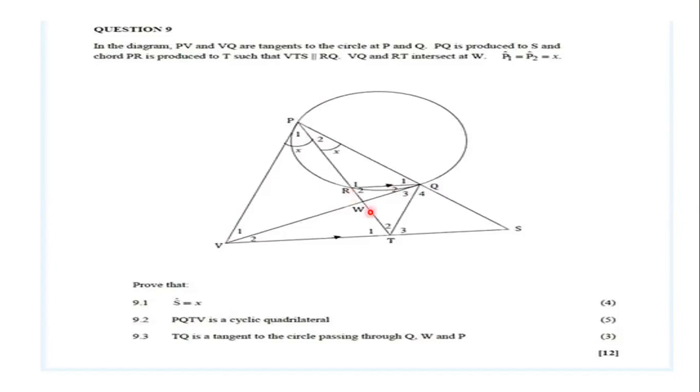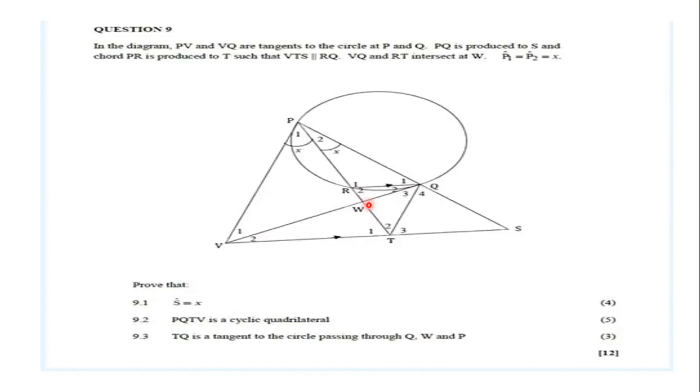And such that VTS is parallel to RQ. As you can see, this is how we symbolize parallel lines, using those arrows there. And they also say VQ and RT intersect at W. So here's our VQ and RT, they intersect at W this way.